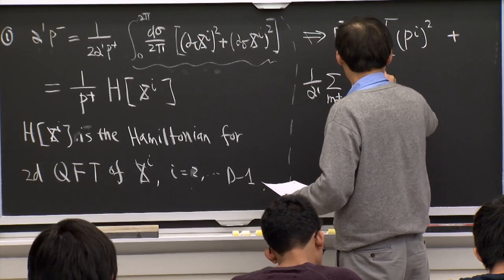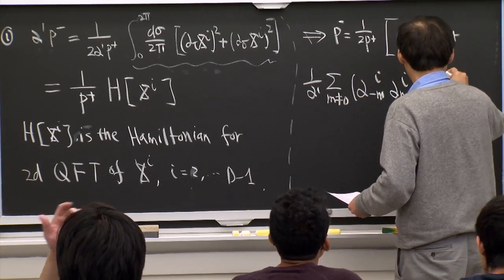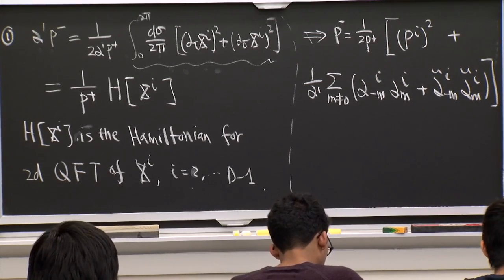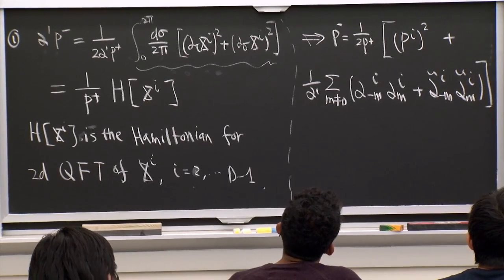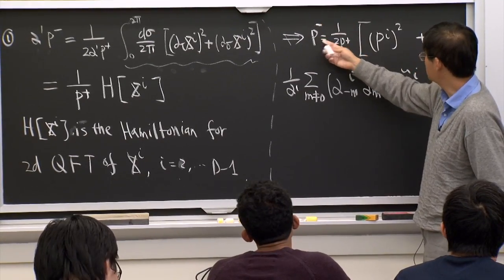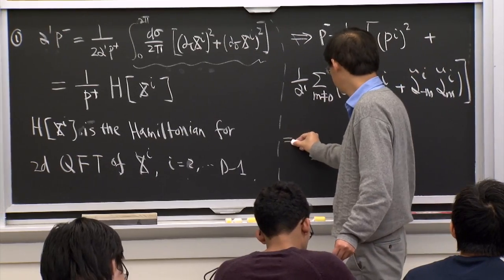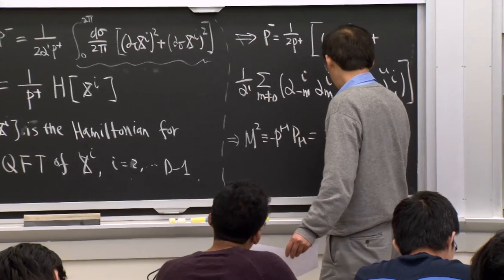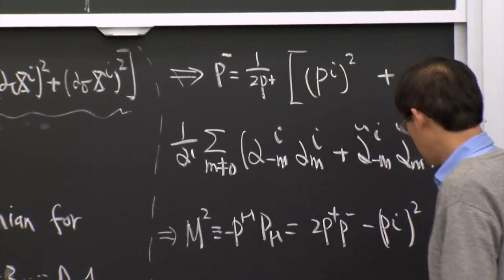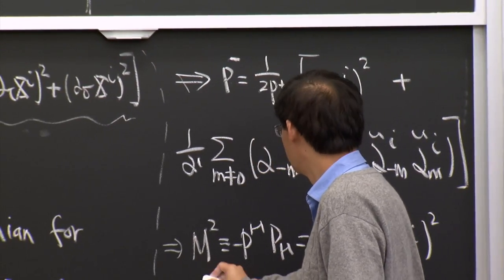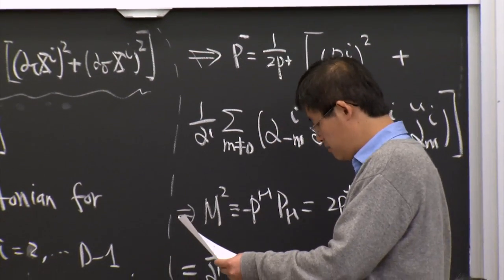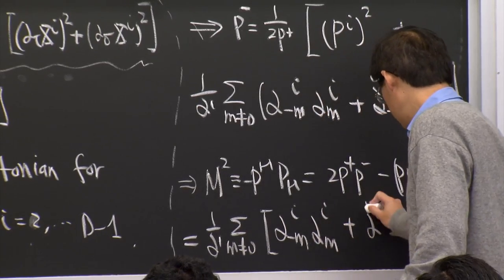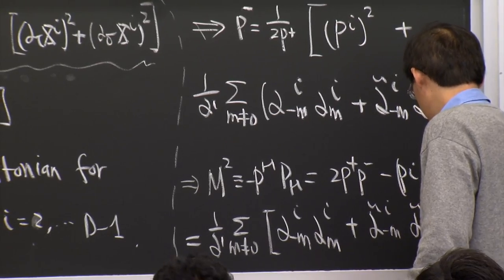And then you can combine all the p together. You can write it as m squared, which is defined to be p mu p mu, which is then 2p plus p minus minus pi squared. And then this becomes equal to 1 over alpha prime, sum over m not equal to 0, of alpha minus m i alpha m i plus alpha tilde minus m i alpha tilde m i. OK?